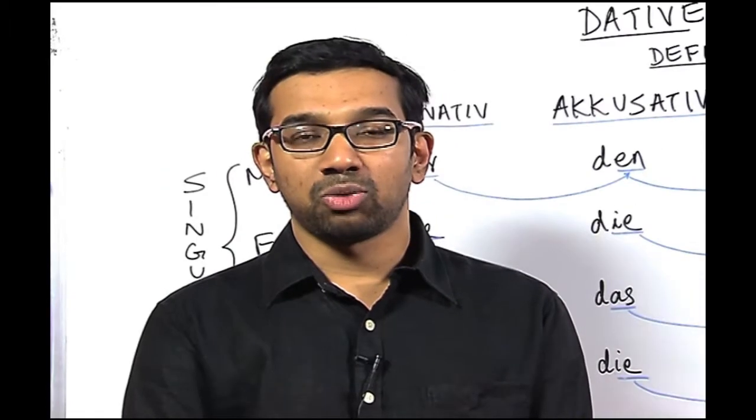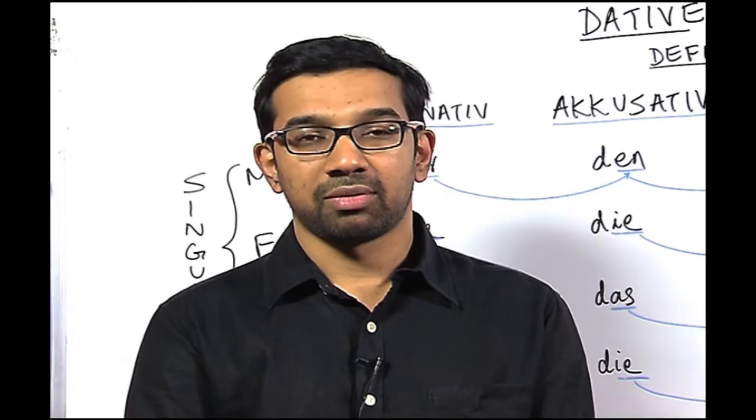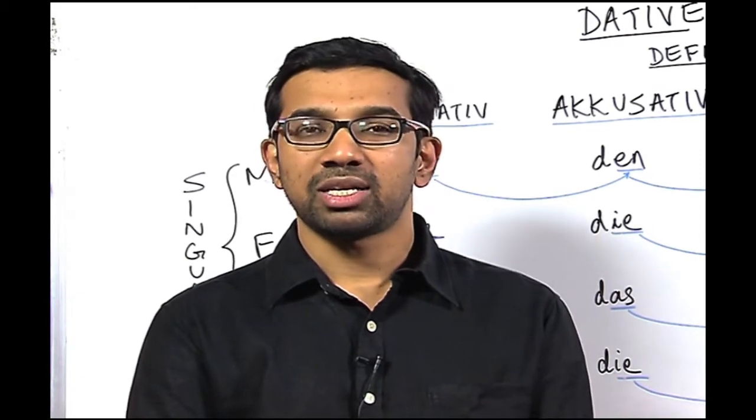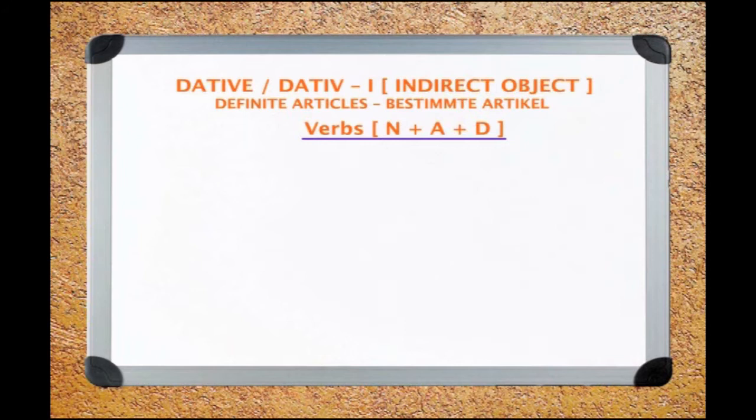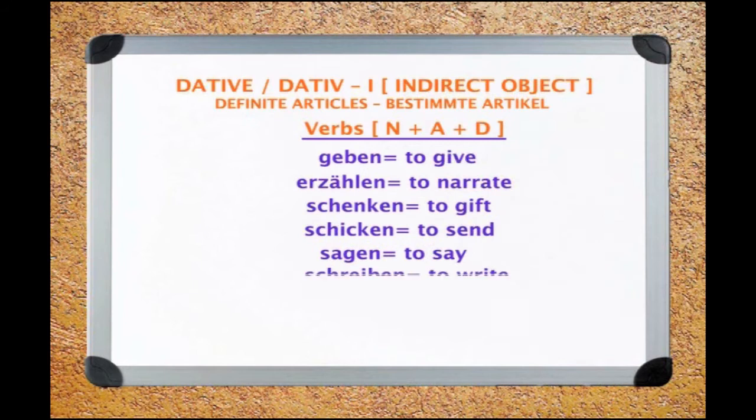Now, how do we use these articles in a dative sentence? Well, for that there are certain verbs which take a nominative, accusative and dative. Now that we have learnt the dative definite articles, let us look at the verbs where we use them. Here is a list of verbs which take a nominative, which is N, an accusative, which is A, and also a dative. You might be familiar with certain verbs here, and certain verbs could be new.